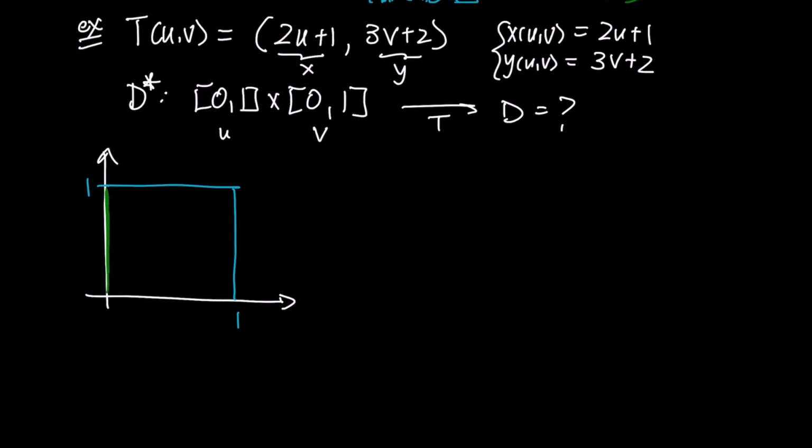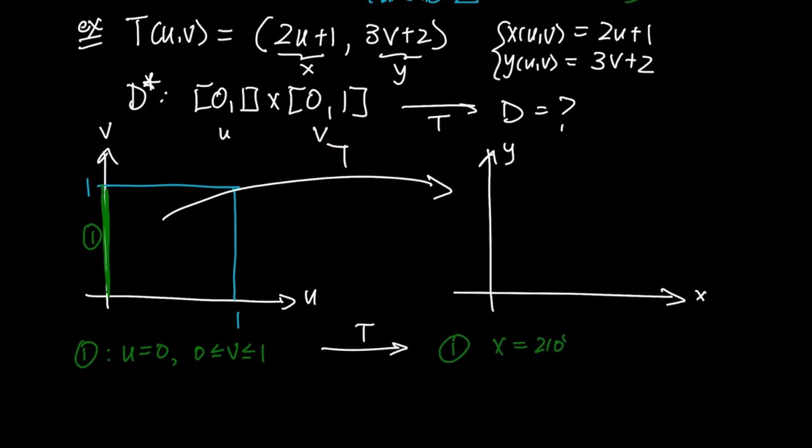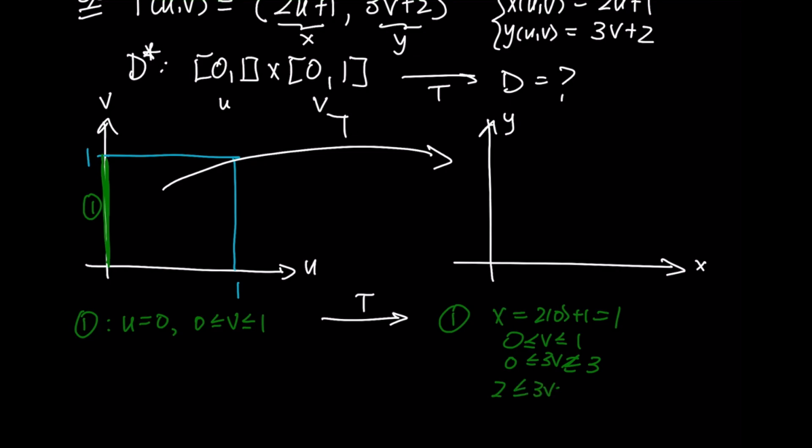We'll start by seeing how individual sides map to other individual sides. So here on side 1, we have the value of u is 0, and then the value of v is going to vary from 0 to 1. How does that get mapped into the xy plane according to this rule? By the transformation T, if u is equal to 0, that means x will be 2 times 0 plus 1, which is 1. V is trapped between 0 and 1. 3v is trapped between 0 and 3. 3v plus 2 is trapped between 2 and 5. Or y is going to be trapped between 2 and 5. The first side will get mapped to this area over here.